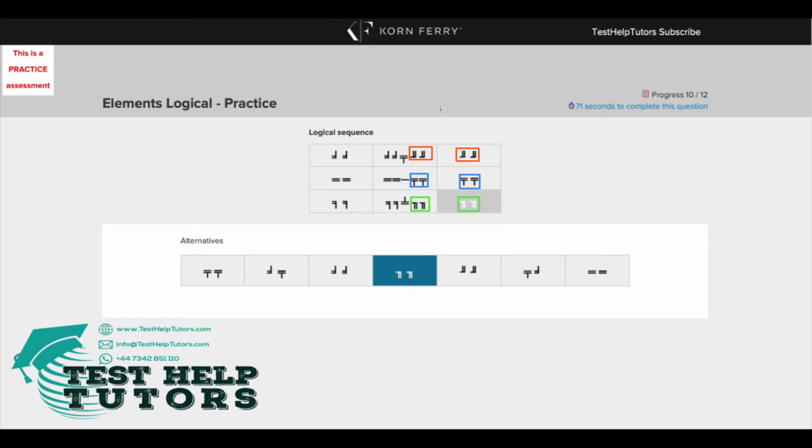When looking at our table, we can see that the middle column here is a combination of whatever is in the first column here and the second column here. So we can see that these two shapes are the same as these two shapes, and these two shapes are the same as these two shapes. So these two are the same as these two, and these two are also the same as these two. Therefore, our answer is this one here.